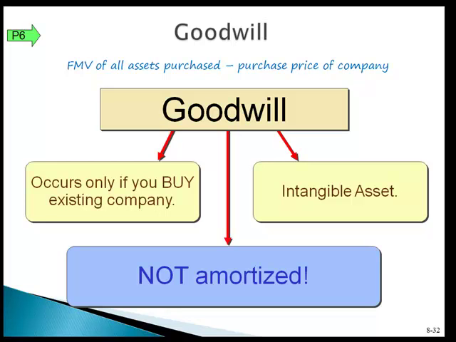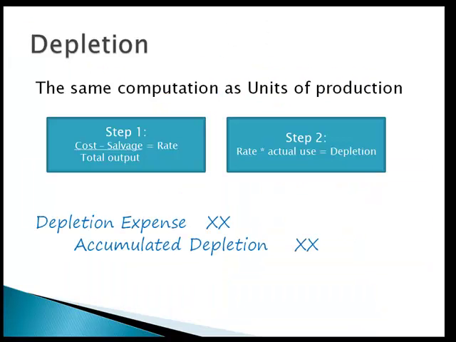Okay, so two important things to note. You can only get it if you buy an existing company. You can't just add your own reputation on your books. And it's not amortized. What happens is at the end of every year, you look for an impairment. You look and see, did I harm my reputation? If so, we record it down. If not, you just leave it on the books as it is.